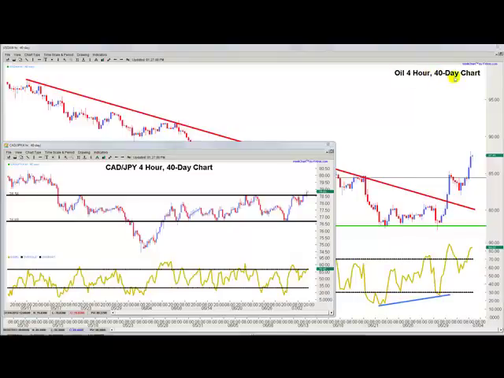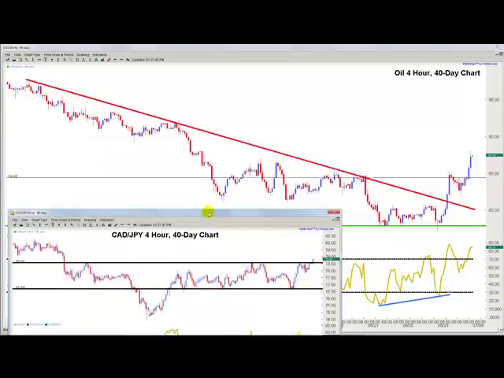This is oil on a 4-hour, 40-day chart, and I've got CAD yen on its 4-hour, 40-day chart. Let me bring this down a bit, and you can see what has happened here. Oil had been in a downtrend, had bottomed right here, while also getting some RSI divergence, which was the first clue that this right leg of the double bottom could be a real bottom. The confirmation of that was when it broke out here and closed a candle above here.